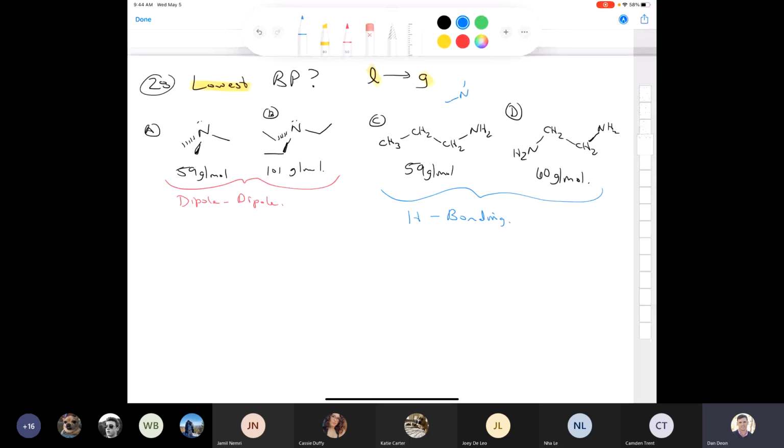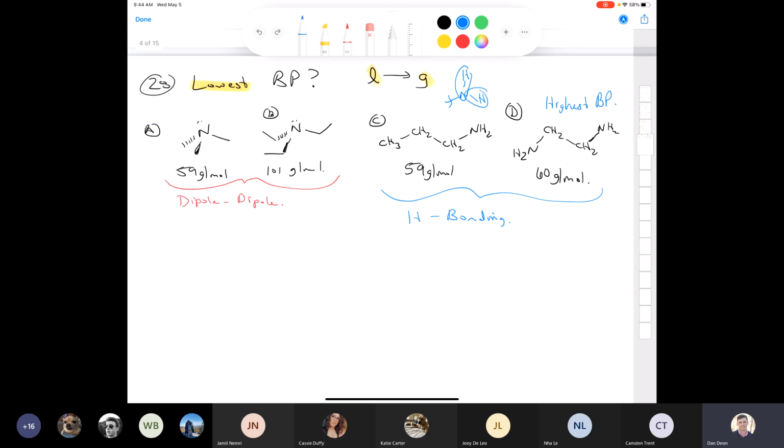This one has an NH2, so it's got 2 nitrogen-hydrogen bonds, and this one has 2 NH2s. So this one will have the highest boiling point, because it's got the most opportunity for hydrogen bonding. This one has the second most opportunity for hydrogen bonding, and so it's going to have the second highest boiling point. So then it boils down to A and B.